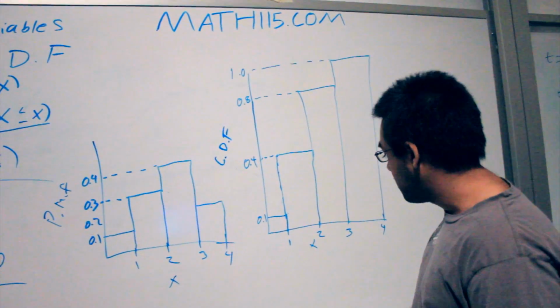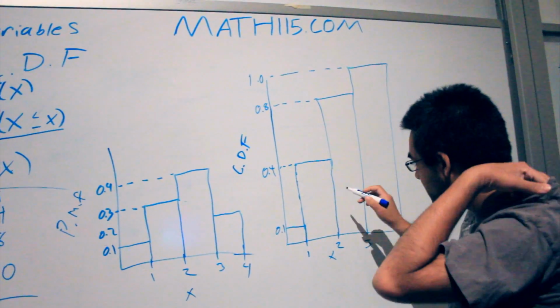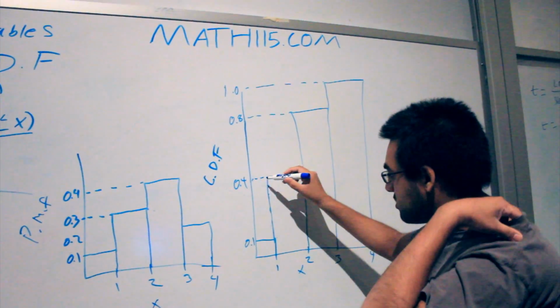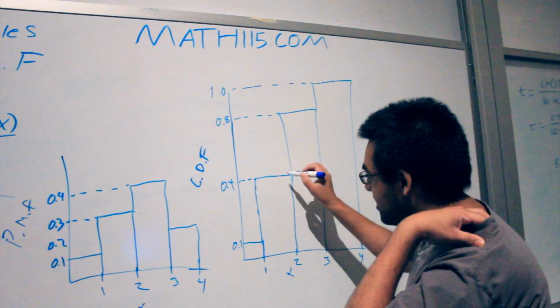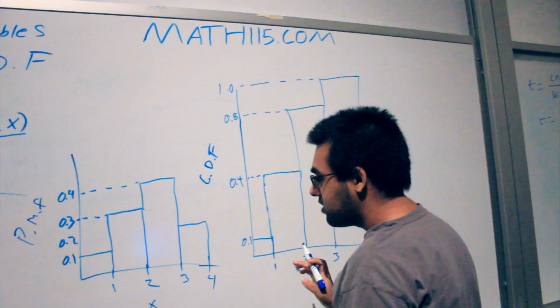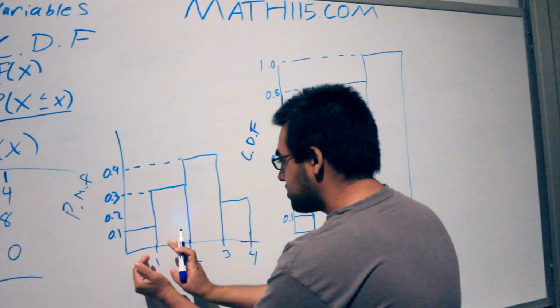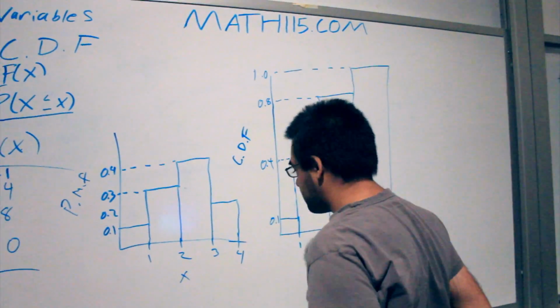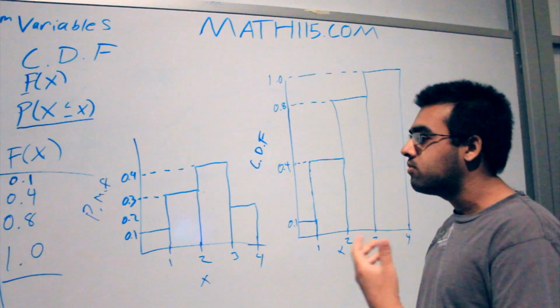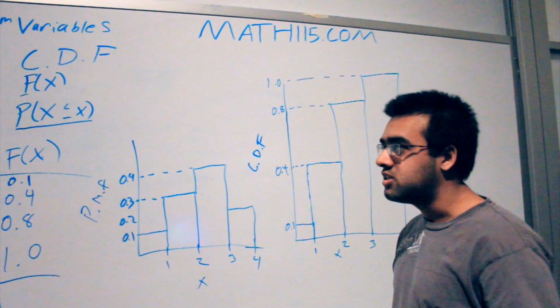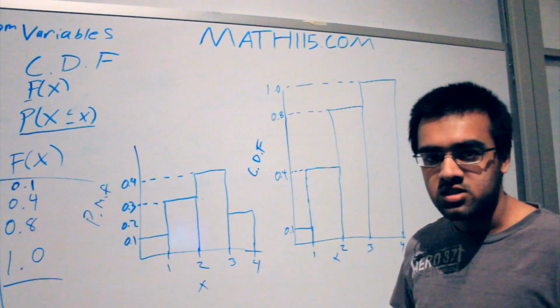What you should keep in mind, though, is that the height of the CDF, this 0.4, is referring to the addition of these two numbers right here. So that's what you'll need to know. And this is going to be more important to understand when you go into continuous random variables, which is the next video.